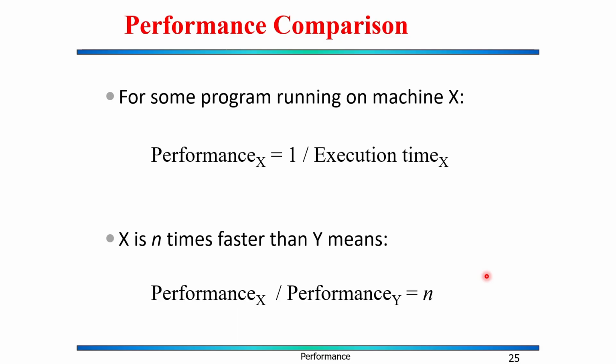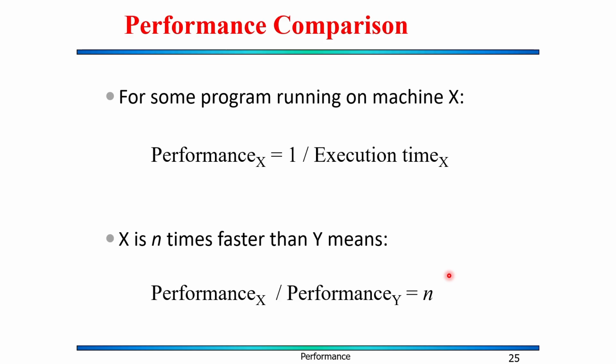For example, if machine X executes a program in 2 seconds and machine Y executes the same program in 6 seconds, then performance of X is 1 by 2 based on this formula, and the performance of Y is 1 by 6. So the ratio is 1 by 2 divided by 1 by 6, which equals 3. So machine X is 3 times faster than machine Y. So this gives us a clear and consistent way to compare computer performance.